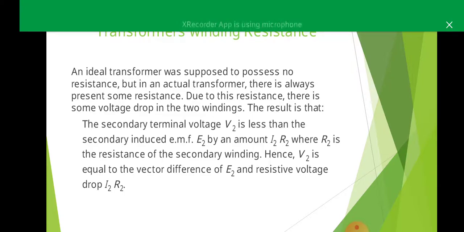The result is that the secondary terminal voltage V2 is less than the secondary induced EMF E2 by an amount I2 R2, meaning the voltage drop, where R2 is the resistance of the secondary winding. Hence, V2 is equal to the vector difference of E2 and the resistive voltage drop I2 R2.